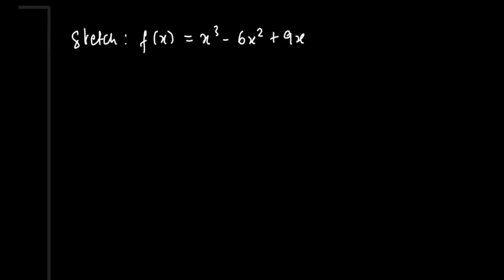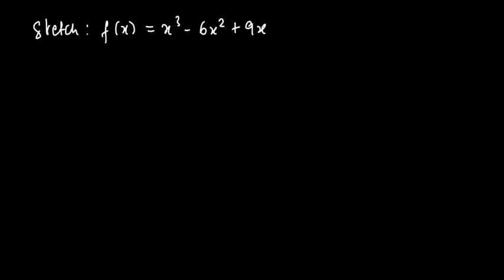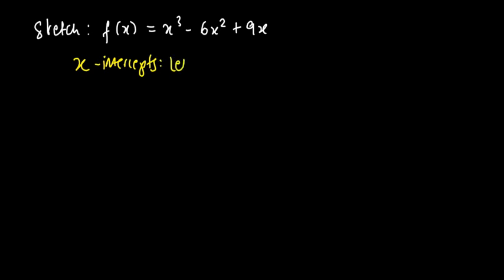Now good people, we need to find our x-intercepts. Now that we have the turning points, we need to find the x-intercepts. Remember, to find the x-intercepts, you let y equal 0, meaning where you see y you put 0. So you're going to say 0 is equal to x cubed minus 6x squared plus 9x.